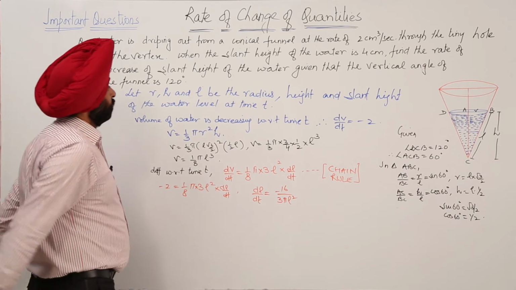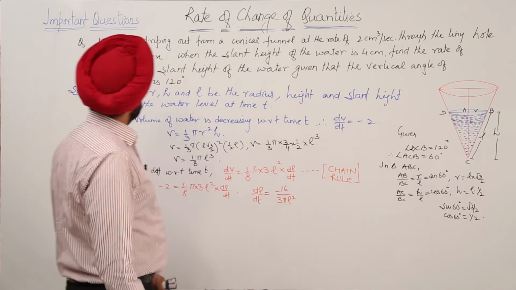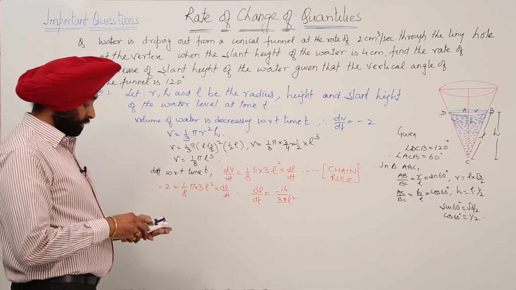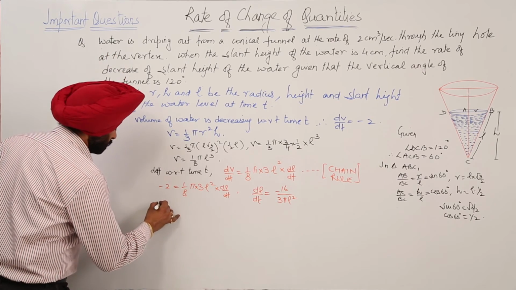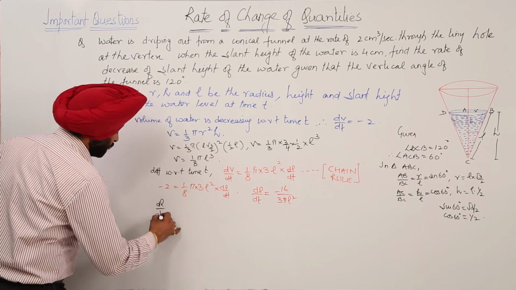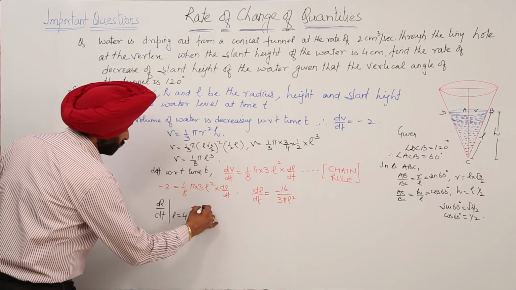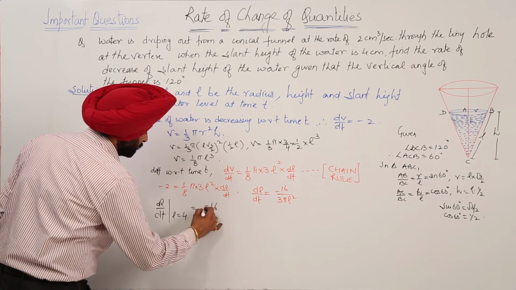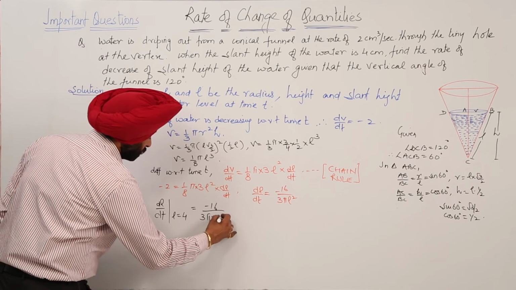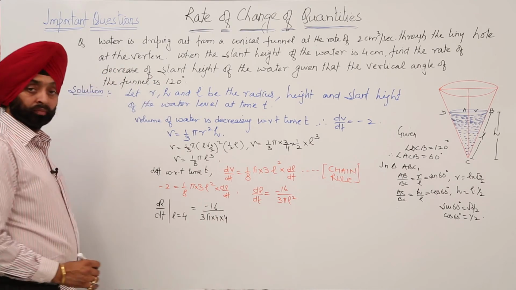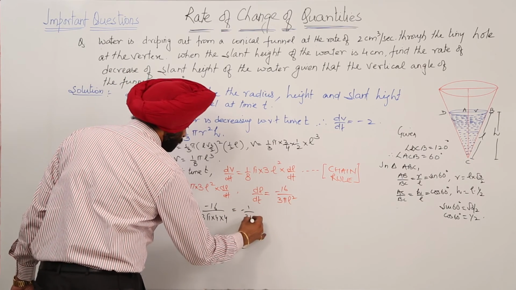Now what we have to find? When the slant height of the water is 4 centimeter, find the rate of the decrease of the slant height. Now dl by dt, when L is equal to 4, what we are getting? Minus 16 upon 3 pi with 4. Okay, so what we are getting? Minus 1 upon 3 pi.